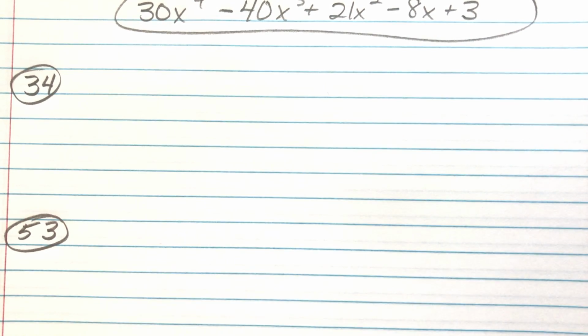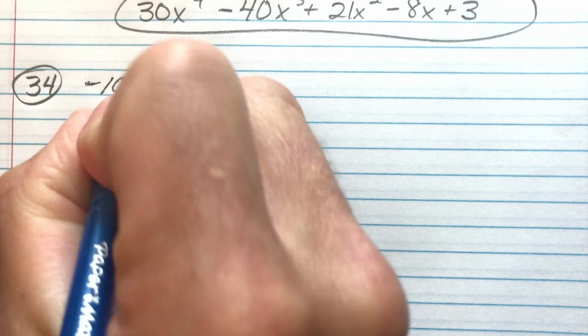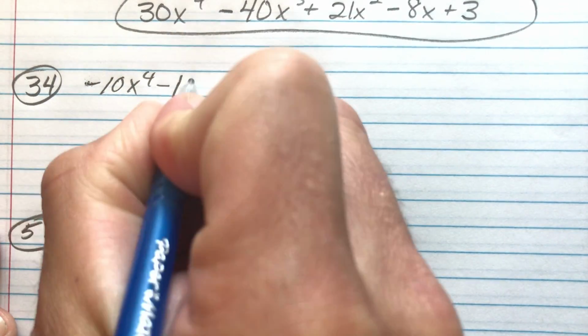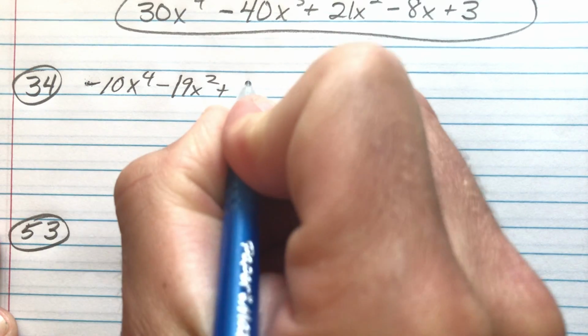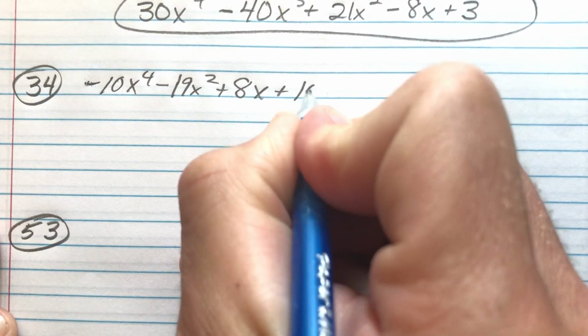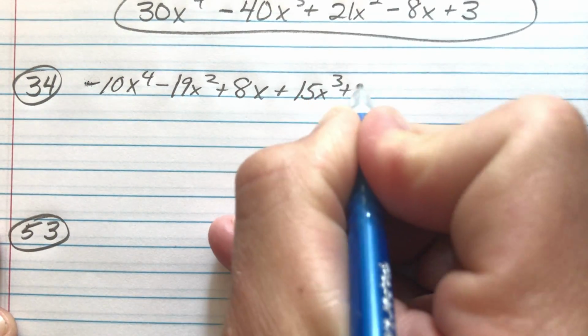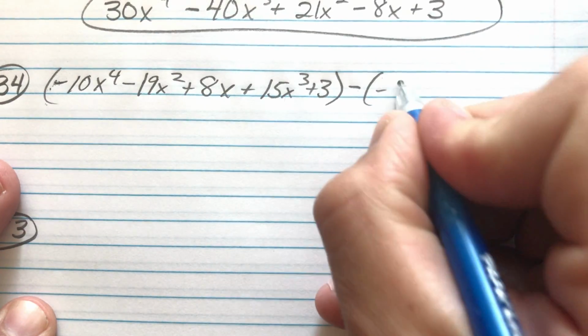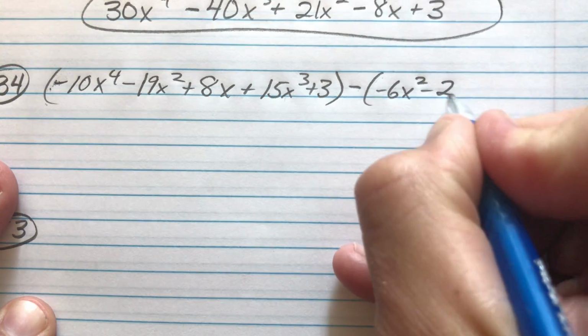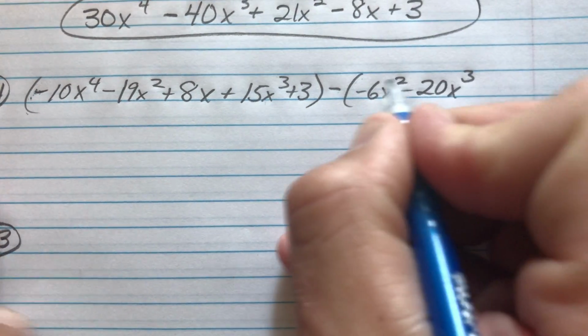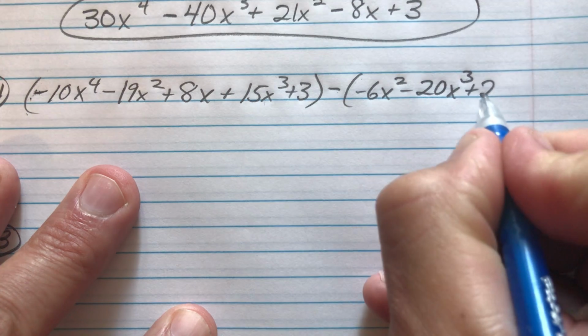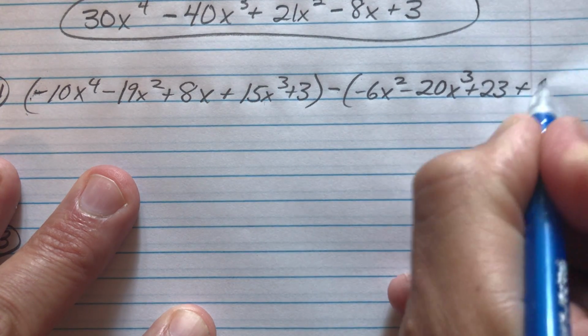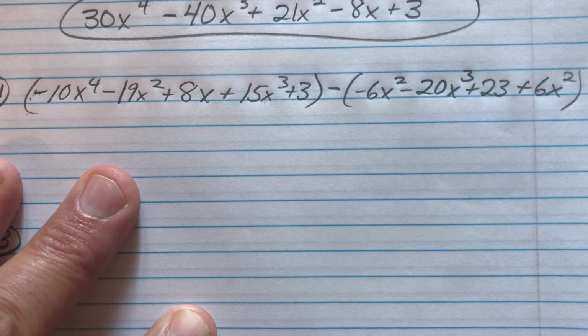All right, let's see. 34 is back over on page 88. 34 says you have negative 10x to the fourth minus 19x squared plus 8x plus 15x cubed plus 3 minus negative 6x squared minus 20x cubed plus 23 plus 6x squared. Wow. So this is a subtraction one.